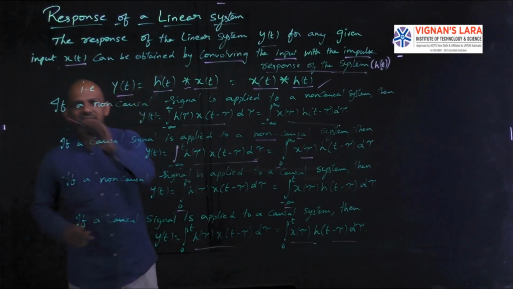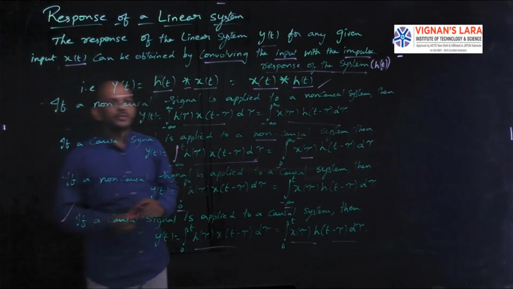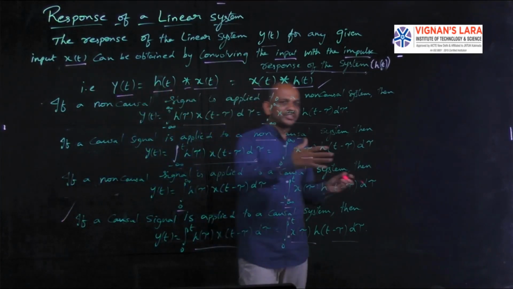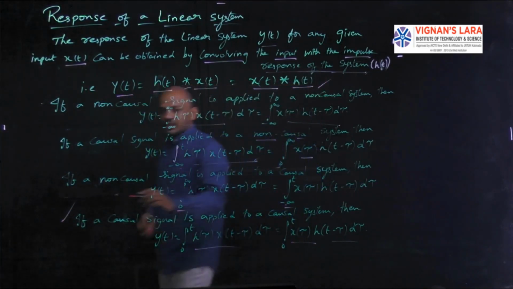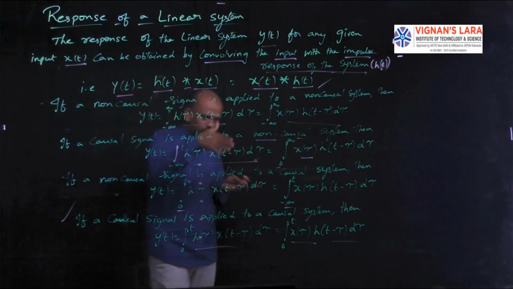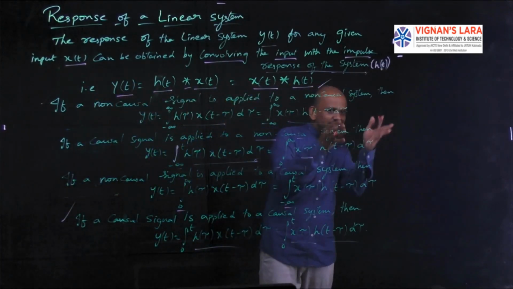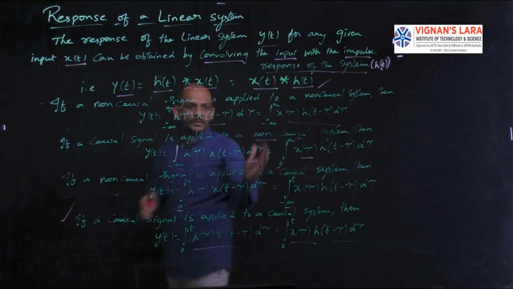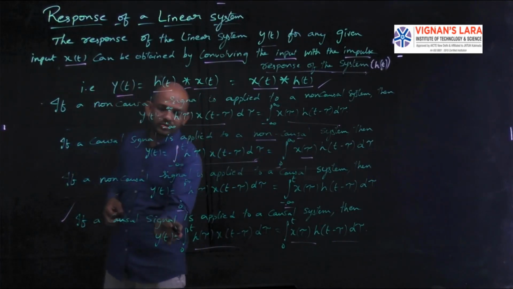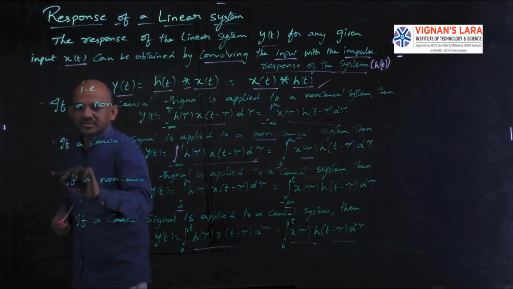So remembering the first and the last one is easy, because here both are non-causal, so the limits are from minus infinity to plus infinity. Here both are causal, so the limits are between 0 to t. Whenever the signal exists only for the positive part, because both are causal means positive part, so 0 to t. So the condition is this case and this case.